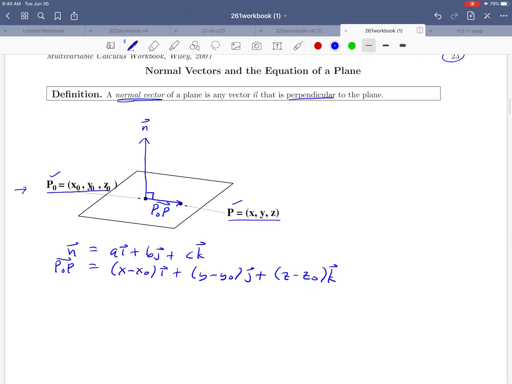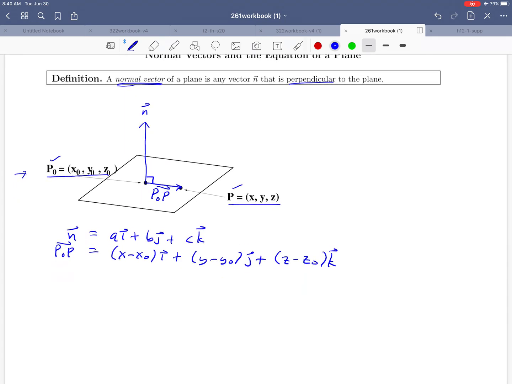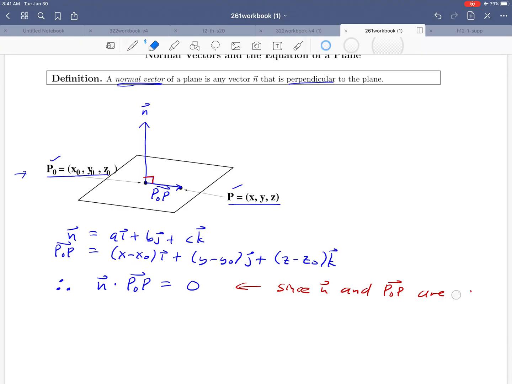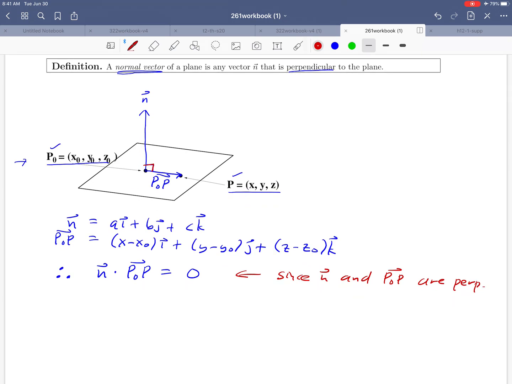To get started in the process of finding an equation, we'll remind ourselves that the angle between these vectors is 90 degrees. They're perpendicular, and you might remember that since they're perpendicular, that means that the dot product of those two vectors has to be 0. We know that because those two vectors are perpendicular. So that's kind of our starting point.